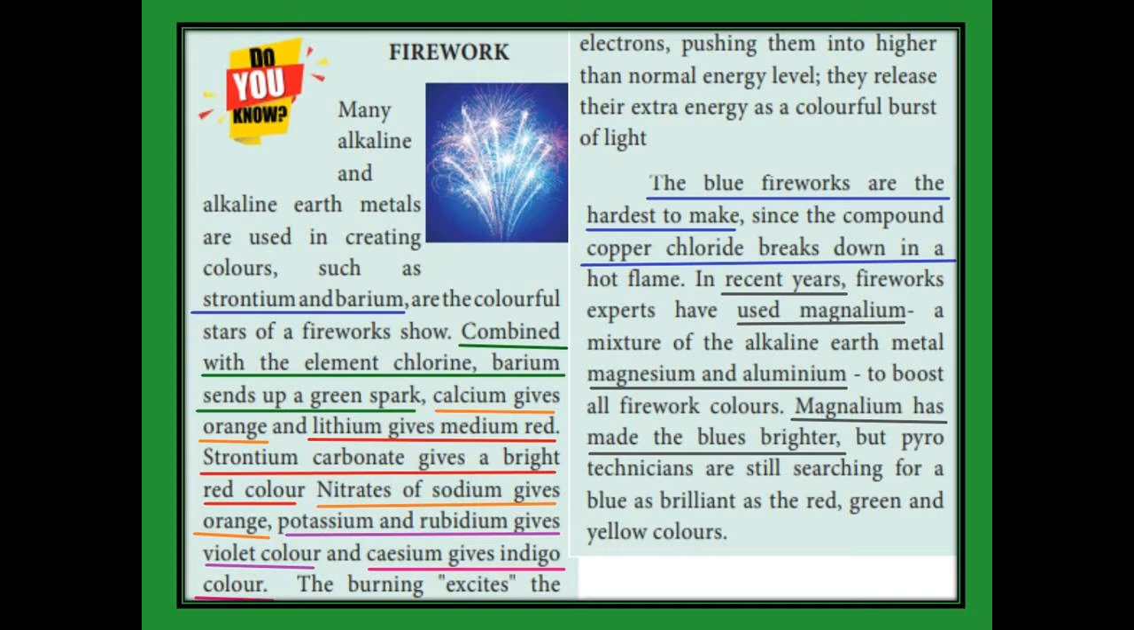Blue fireworks are the hardest to make. Nowadays they use copper chloride. That copper chloride breaks down on heating and gives blue color. Then nowadays we are also using magnalium, which is a mixture of magnesium and aluminum. The magnesium gives a brighter bluish color. Still, some research is going on to produce this blue color in fireworks.